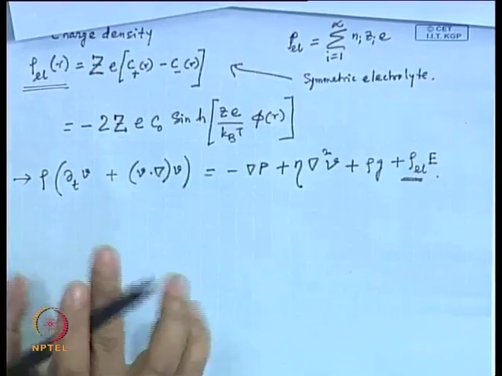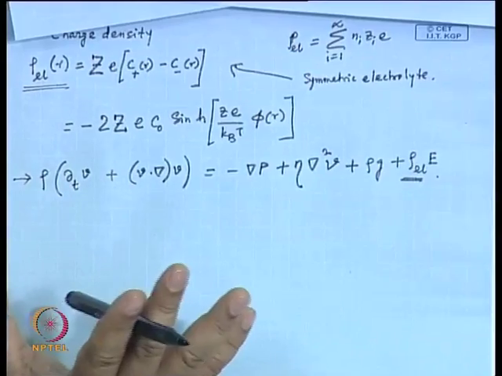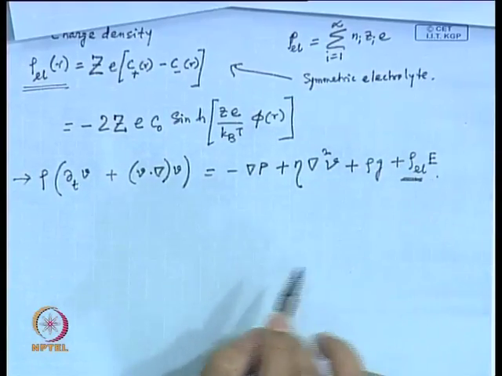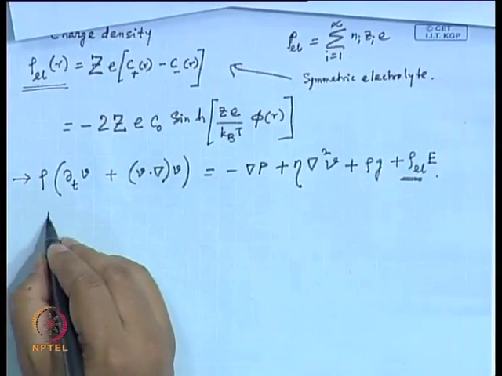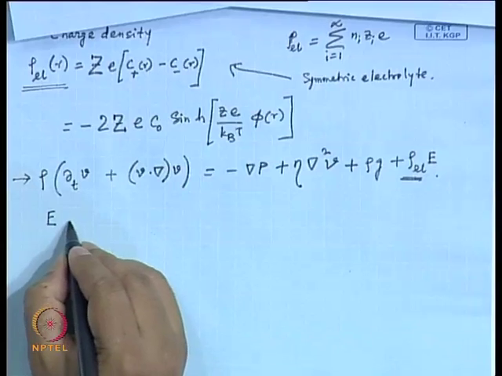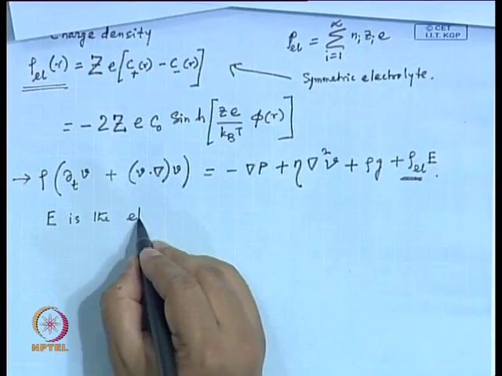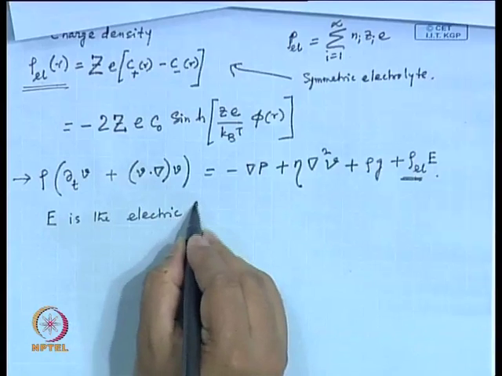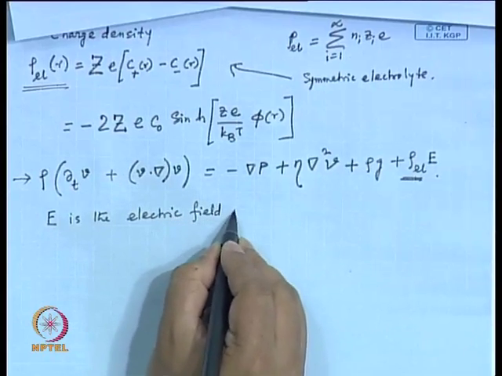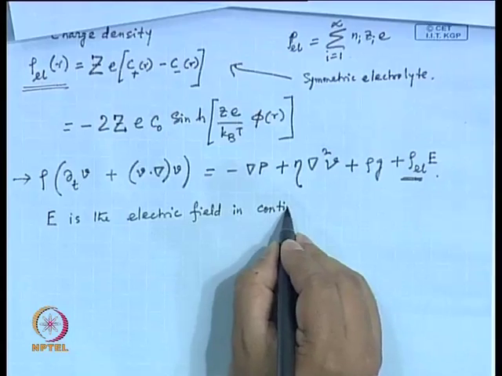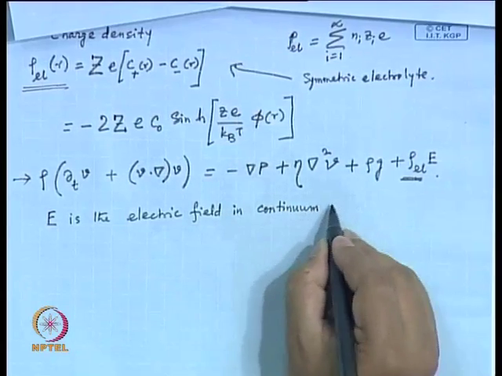However, let me get some more feel of what these individual terms are. Let us first see what E is. E is the electric field in the continuum hypothesis.